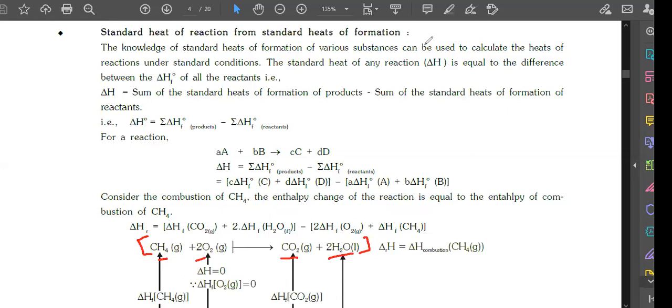Yes or no? Tell me. This will be your enthalpy of reaction: heat of formation of CO2 plus 2 into heat of formation of H2O minus 2 into heat of formation of O2 plus heat of formation of CH4. Yes or no? Tell me. Right? Okay, everyone? Now, if you find the net heat of a reaction, that would be termed heat of combustion because this reaction is a combustion reaction. It's not anything else.